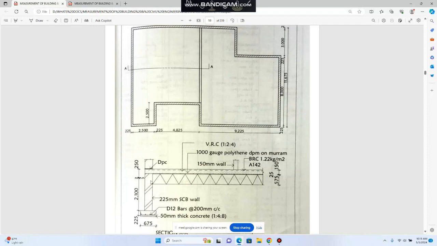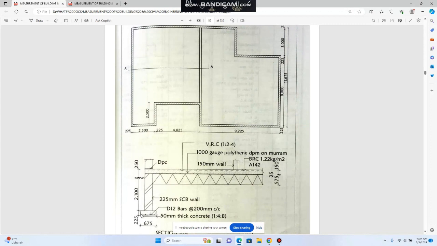Then it sits on the foundation wall, whose thickness is 225 millimeters. Sand cement block wall. The sand cement block wall sits on concrete. This concrete is 50 millimeters thick. This is blinding. You see, there's a layer of blinding of concrete. Blinding is that thin layer of concrete that is spread in the foundations in preparation to receive the mass concrete.